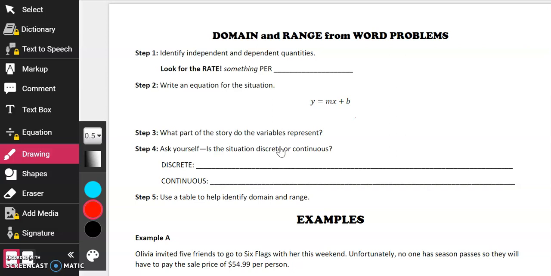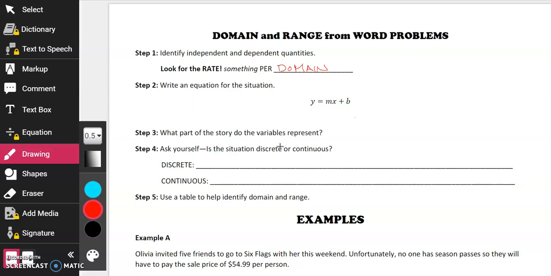And here's a big tip. When we're reading word problems, look for the rate. It's going to be something per, or for every, for each, right? Because whatever comes after that is your domain quantity. That's going to be your independent quantity. Domain is x values, independent quantity. So if you can find that per something, you found your domain.